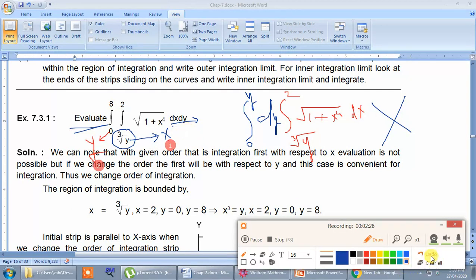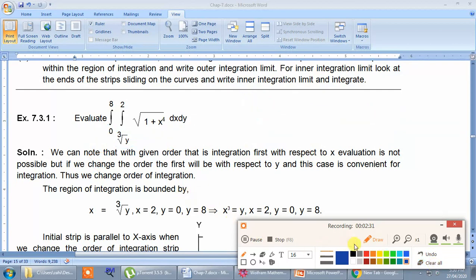So how do we change the order of integration? Again, write which four curves bound the region of integration. As the inner integration limit depends on y, it will be the limit of x. So write that the region of integration is bounded by x equal to cube root of y, then x equal to 2, and y equal to 0 and y equal to 8.